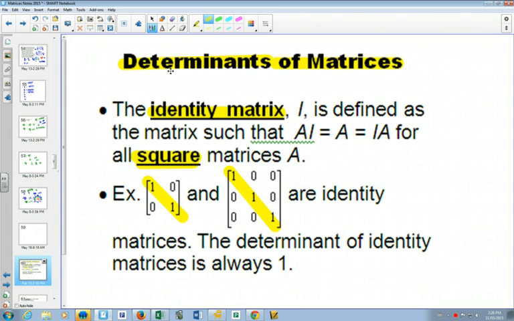The determinant, which we don't know what it is yet, but I'll tell you that the determinant of identity matrices is always 1. So we're going to find out what a determinant is, how it helps us with inverses, and then how to calculate the value of those determinants.